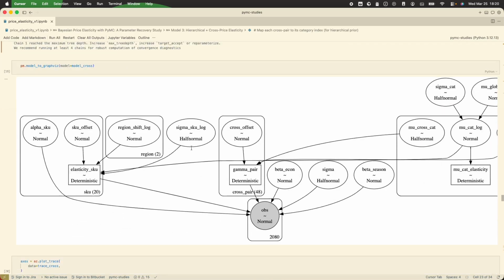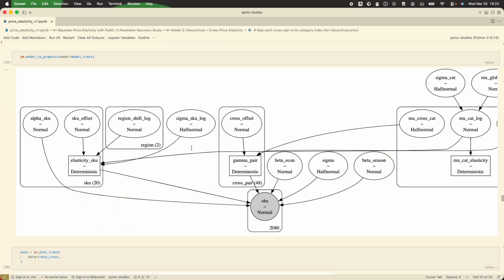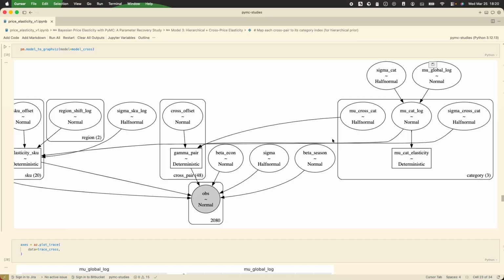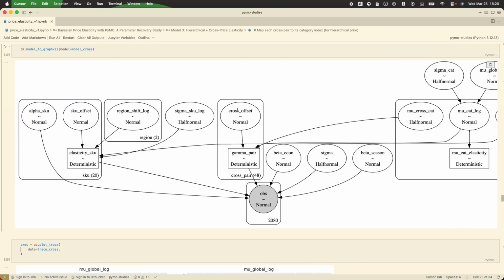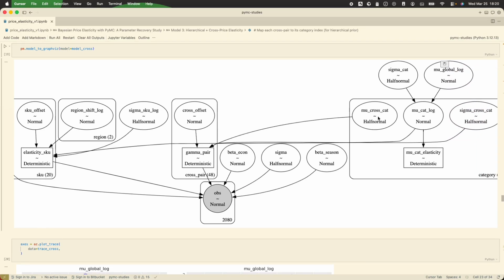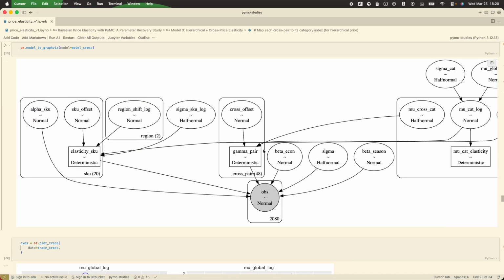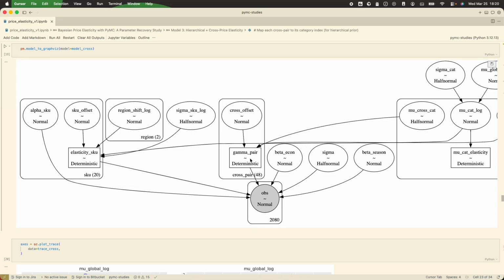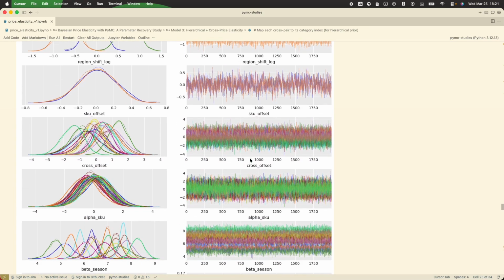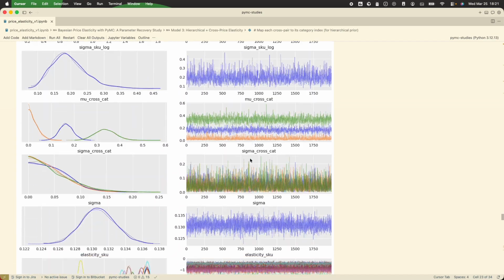And then if we take a look at the DAG, now that starts getting a bit messy. But what's interesting is that you can see the cross pair here. So you have a cross offset that impacts gamma pair as well as a cross for the category. So both the category and the pair will impact this gamma for each pair. And that's what's giving us the impact of orange juice price on Coca-Cola, for instance. Same story with model diagnosis, so I'm not gonna spend too much time here.